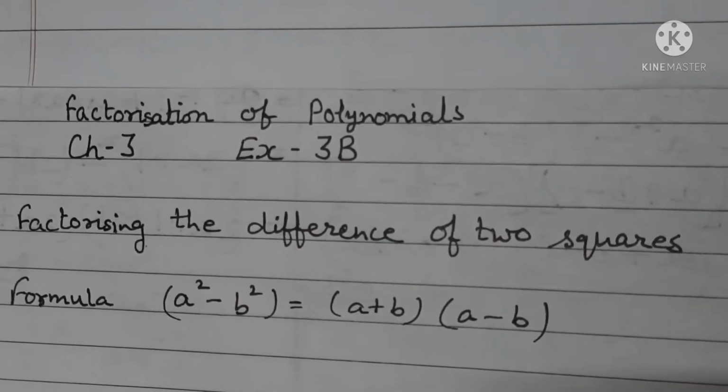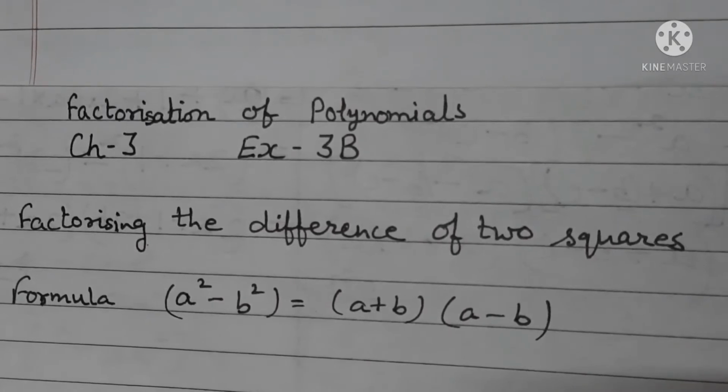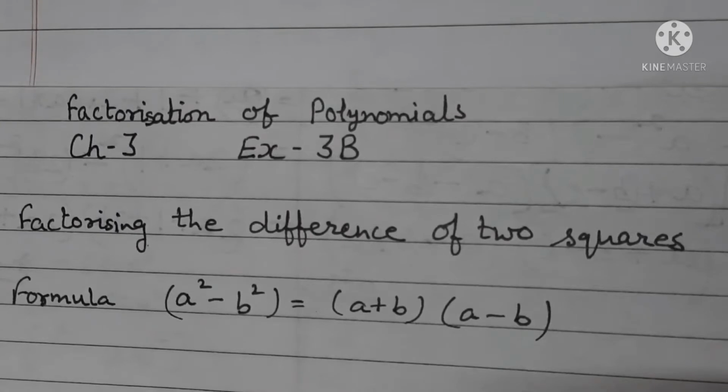Hello students, this is the remaining part of Exercise 3B, Chapter 3, Factorization of Polynomials, and it is based on factorizing the difference of two squares, and we will use the formula a square minus b square is equal to (a plus b)(a minus b). So we will start from question number 25.